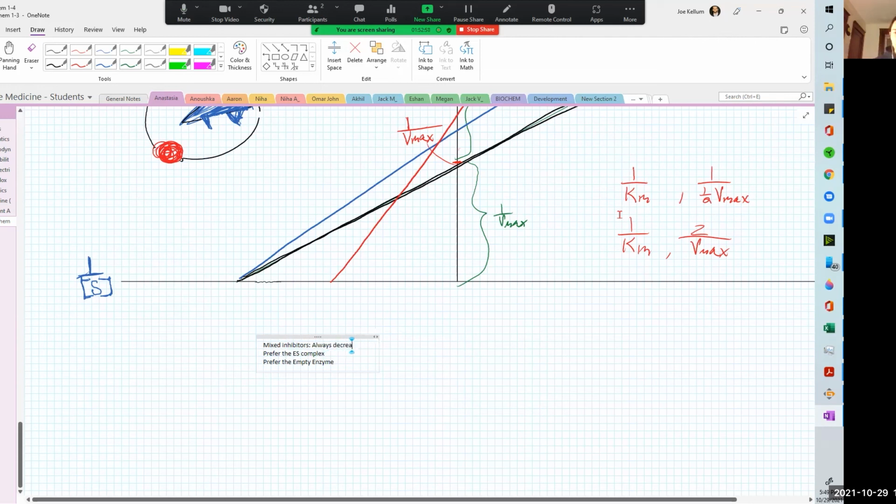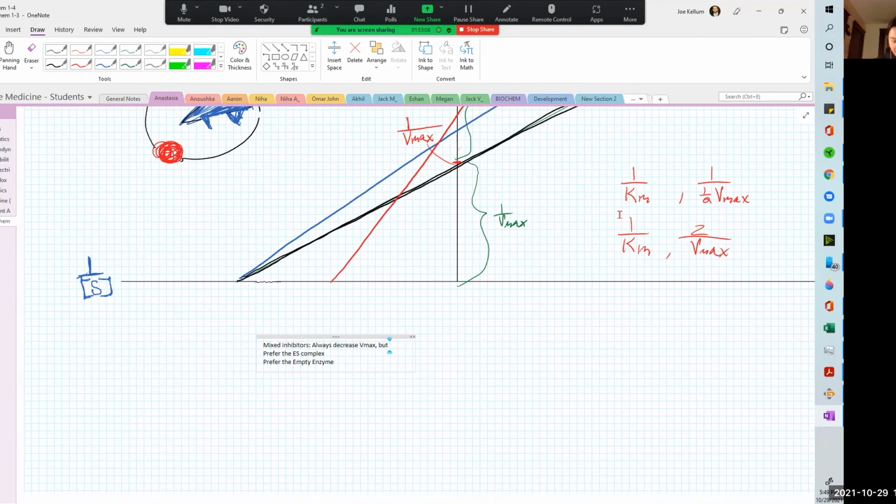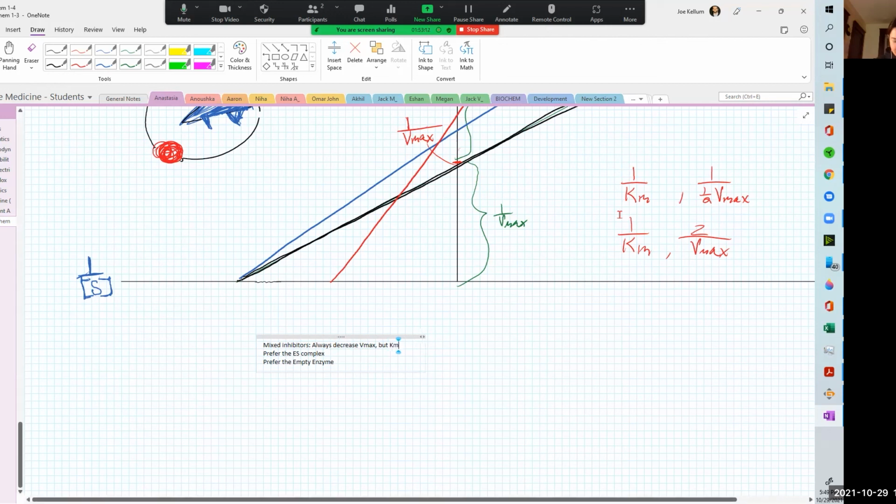That makes sense. Yeah. Or they will always decrease Vmax. Yeah, you said that. Never mind. I heard increase, and that was really stupid. Yeah, so always decrease Vmax, but Km, or you can say effect on Km, depends on whether it prefers the enzyme there.